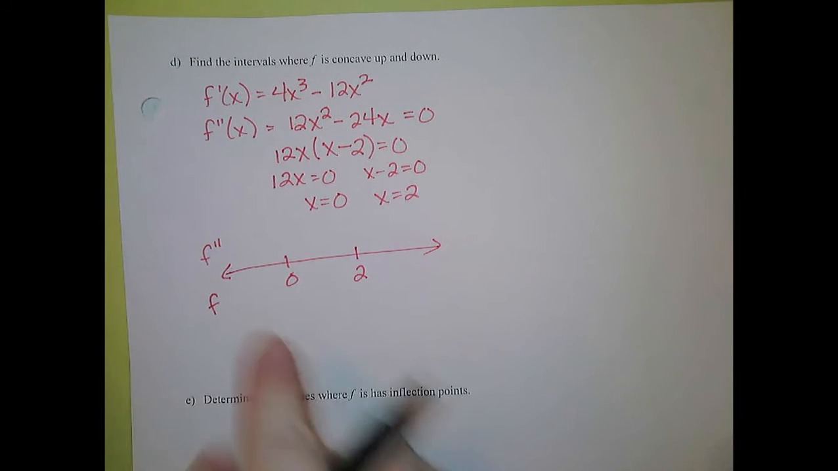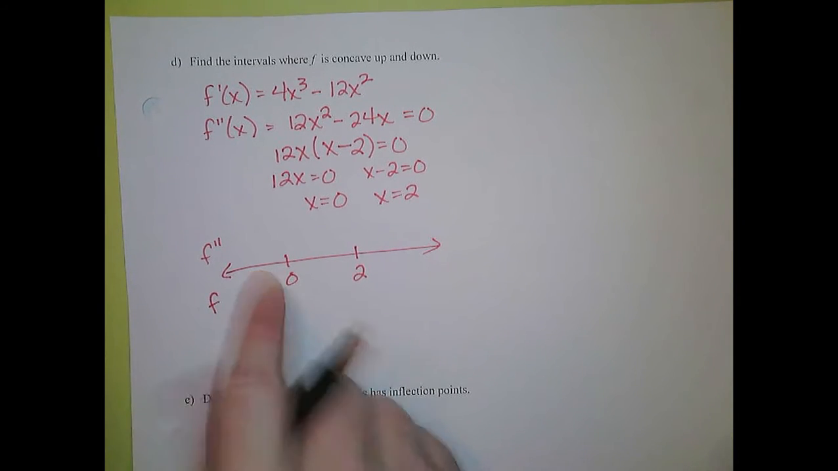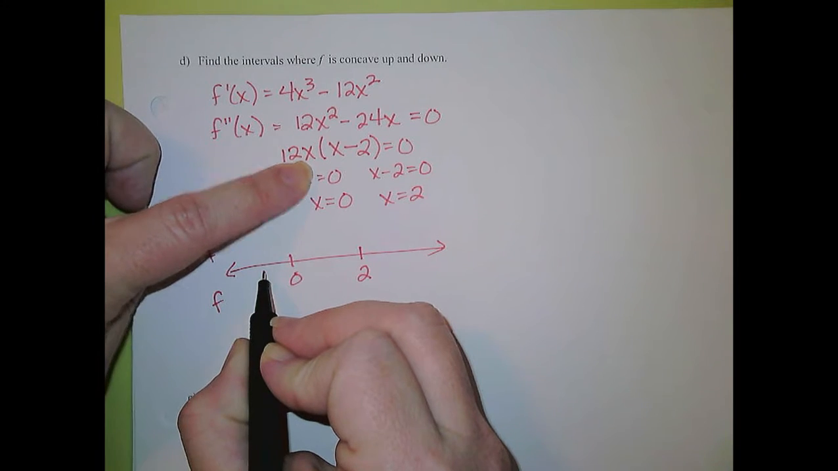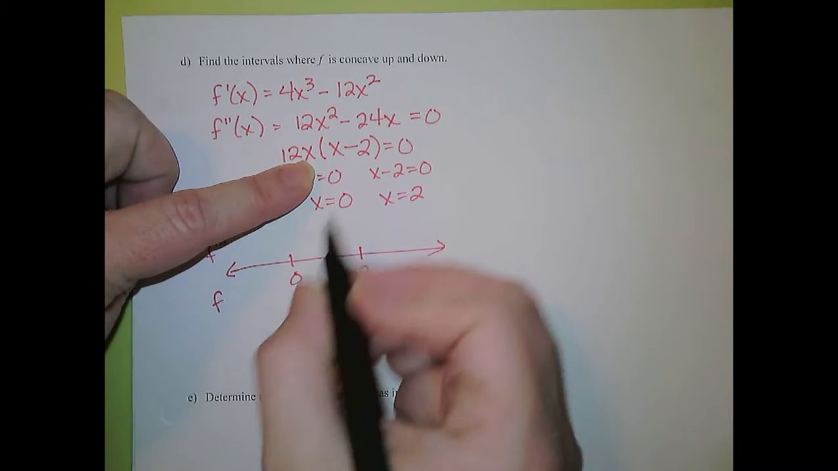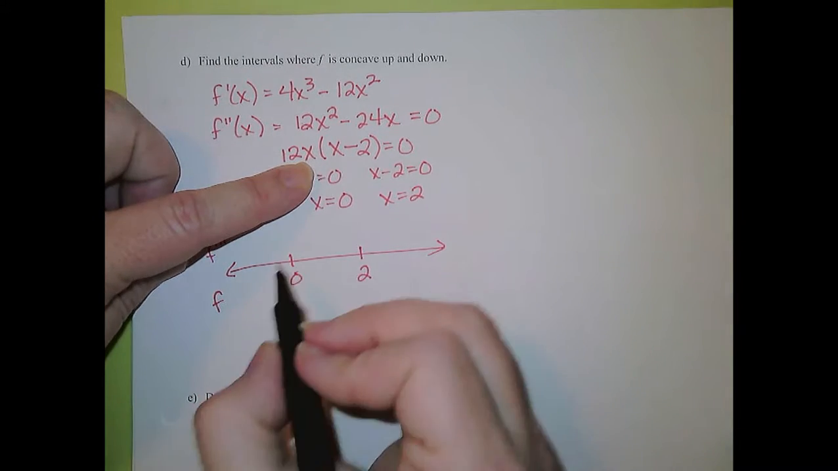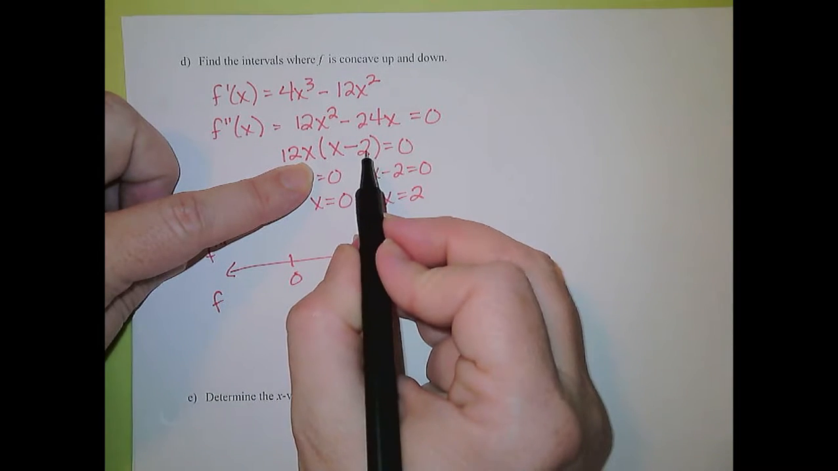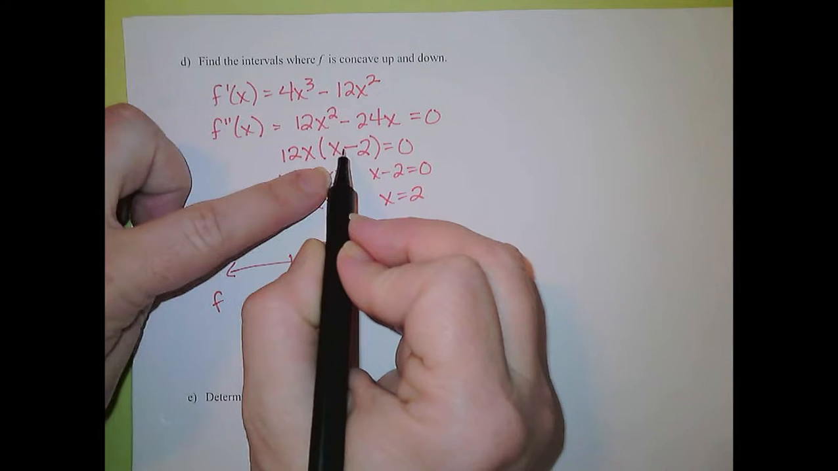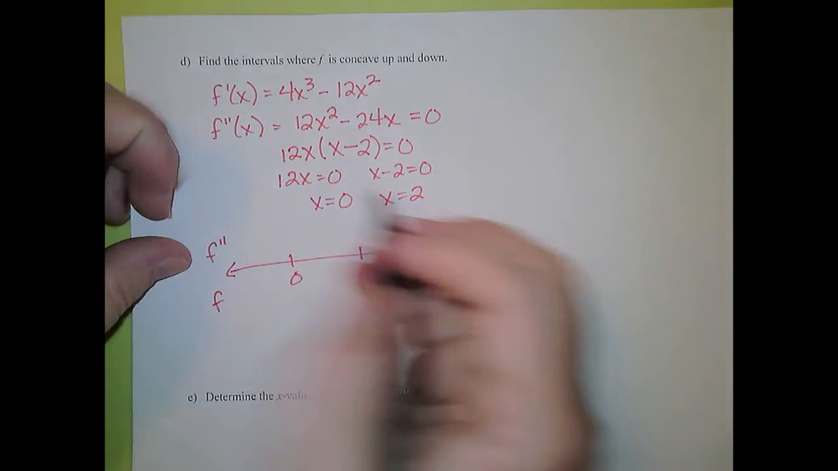So let's start with a value that's less than 0. If I plug in a negative number, then 12 times the negative number is going to be negative. So my first factor would be negative. If I plug in something less than 0 and subtract 2, then I'm also going to have a negative. So a negative factor times a negative factor is going to give me a positive product.